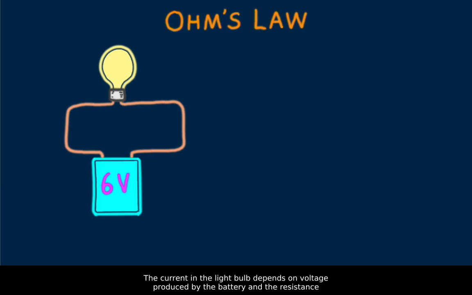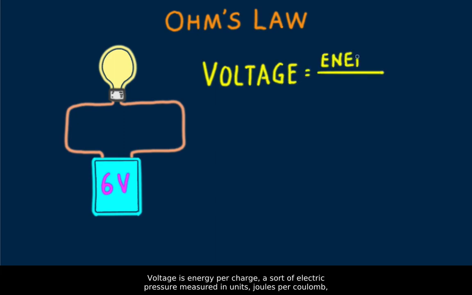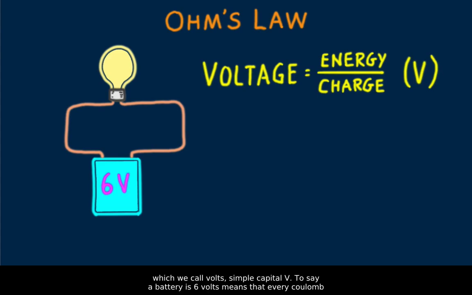The current in the light bulb depends on the voltage produced by the battery and the resistance of the light bulb. So it's important to distinguish among voltage, current, and resistance. Voltage is energy per charge, a sort of electric pressure, measured in units of joules per coulomb, which we call volts, symbol capital V. To say a battery is 6 volts means that every coulomb of charge passing through the battery is given 6 joules of energy.